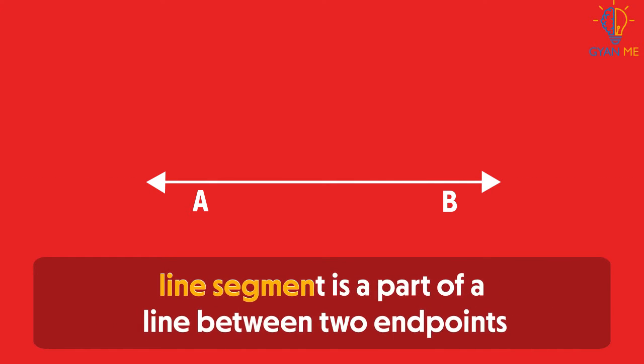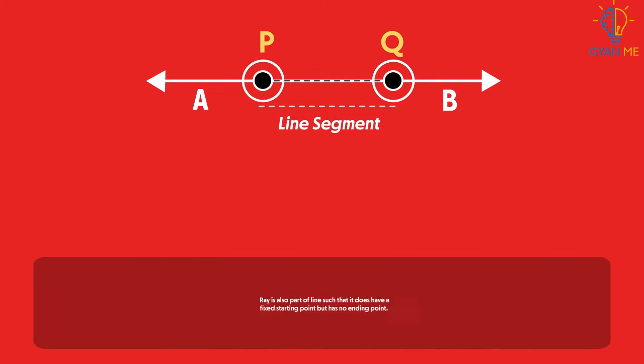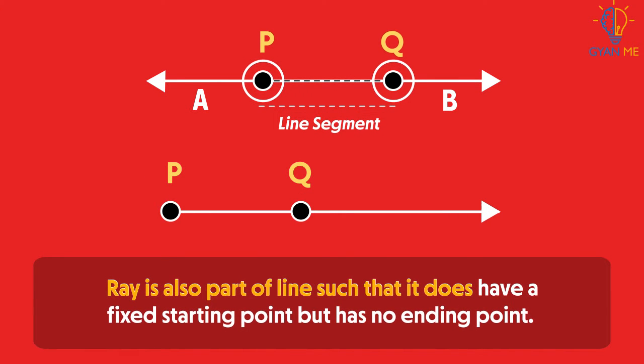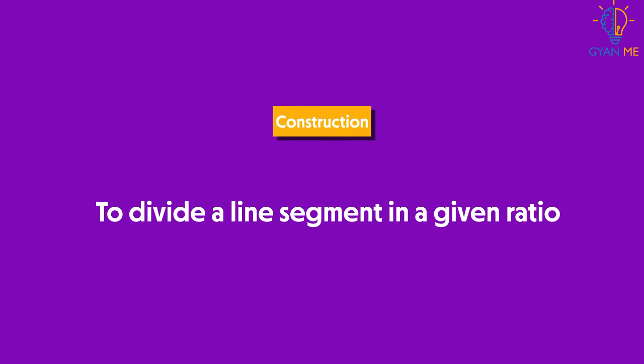Whereas, a line segment is a part of a line between two endpoints. As you can observe here, PQ is a line segment, having P and Q as endpoints on the line AB. Similarly, a ray is also part of a line, such that it has a fixed starting point, but has no ending point. Now, let us take up our construction to divide a line segment in a given ratio.